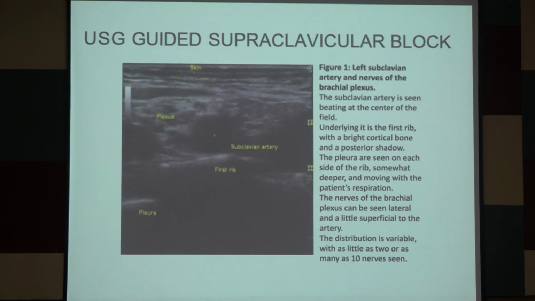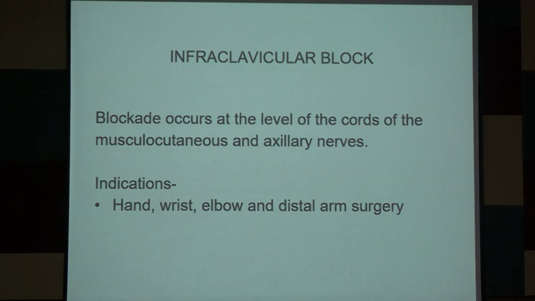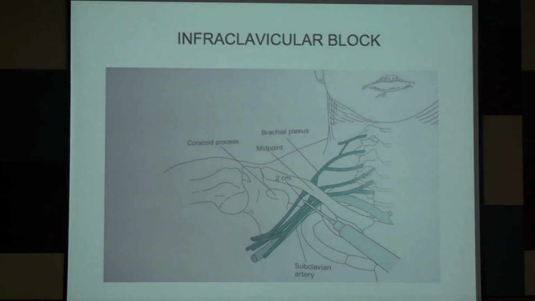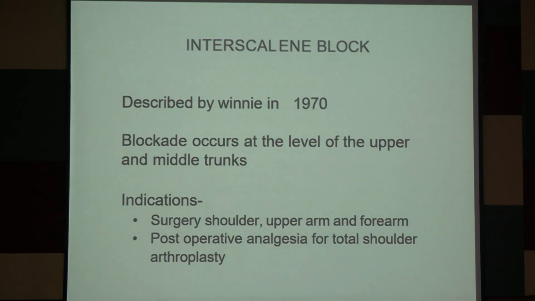But the problem is you don't get it in every setup. That's why most places practice landmark guided techniques, right? This is an infraclavicular block. As you can see, the needle where we are pricking, see, this is the clavicle, and we are injecting the drug in the infraclavicular region at the divisions level, right? This again will also provide anesthesia for elbow surgeries, forearm surgeries, as well as hand surgeries.